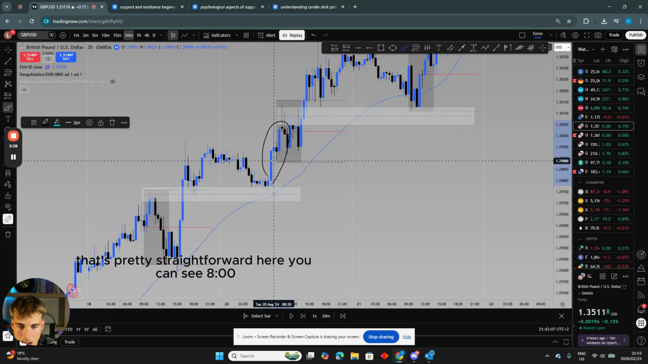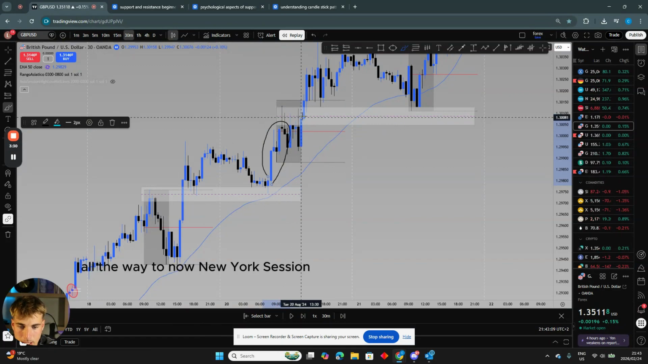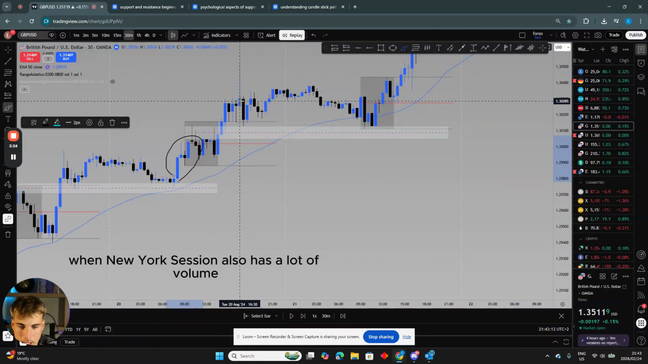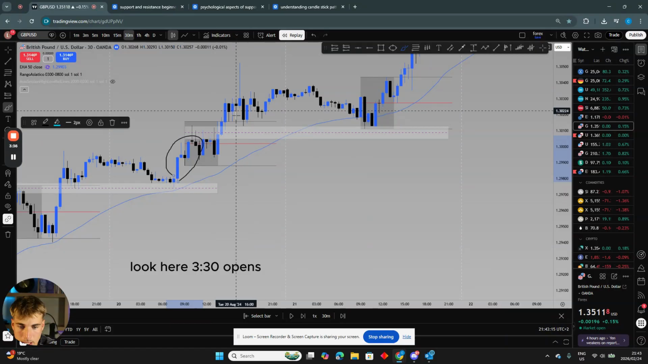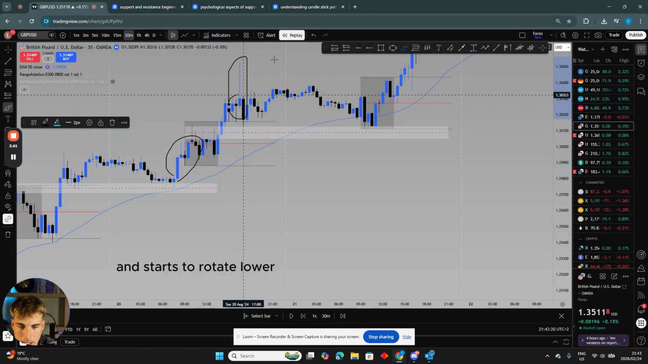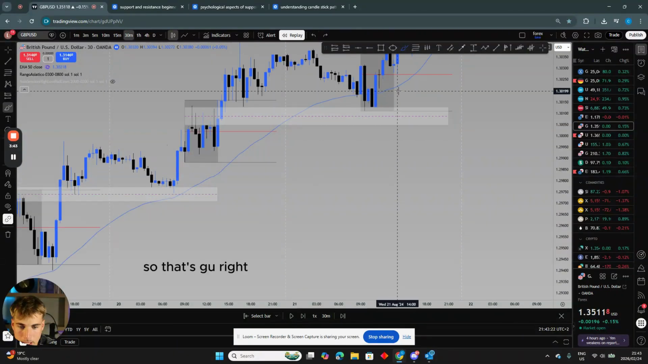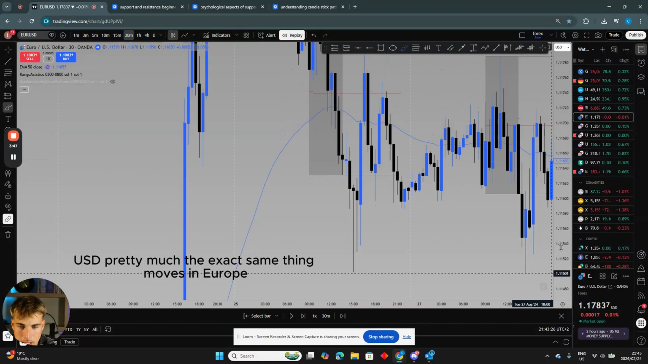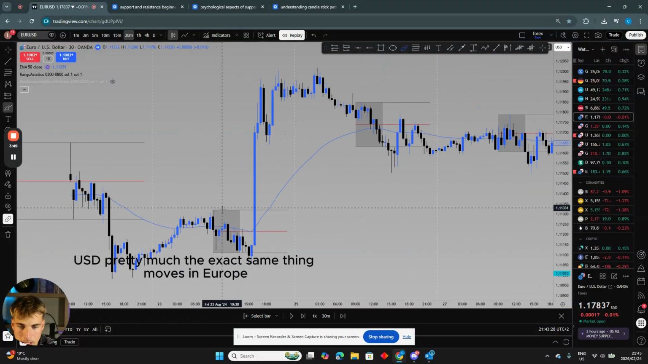You can see 8 o'clock, 8:30, 9 o'clock, all the way to New York session. New York session also has a lot of volume. Look here, 3:30 opens. Look at the volume that is being pressed here. We get a massive spike to the top side and it starts to rotate lower. So that's GU.